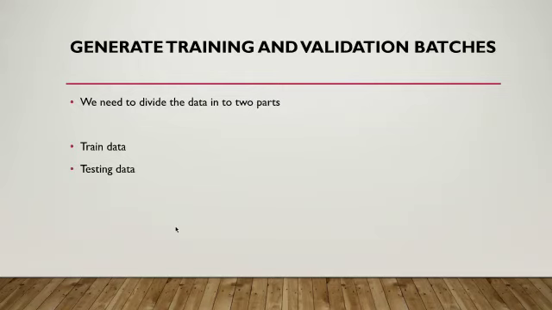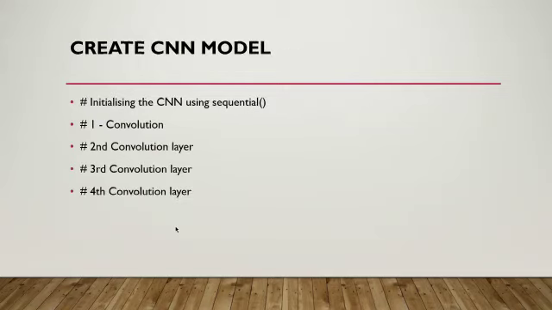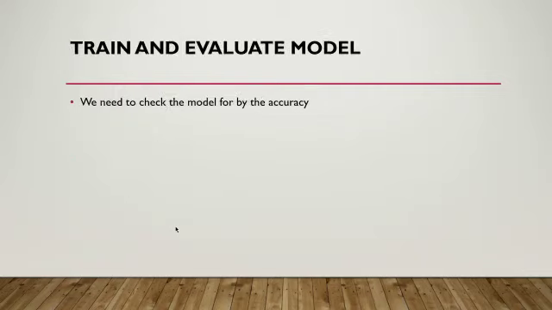Next we need to have the CNN model. That means we need to initialize a CNN using Sequential. Next we have four convolution layers. After these convolution layers we connect them fully. That means a fully connected layer will be implemented. Then the training and evaluation model, where we check the model by its accuracy. Next, represent the model as a JSON string. That means we need to save the output as a JSON file.